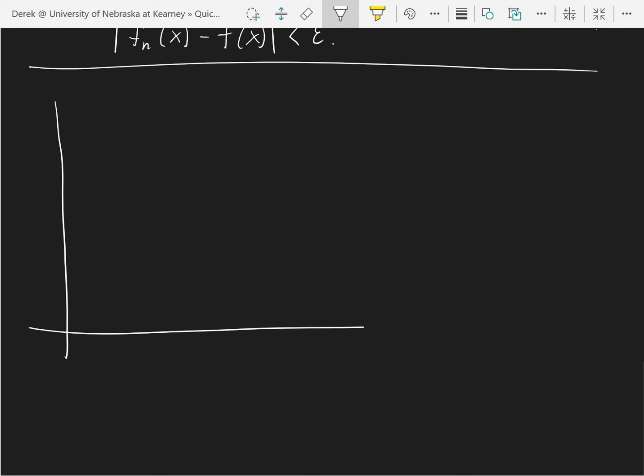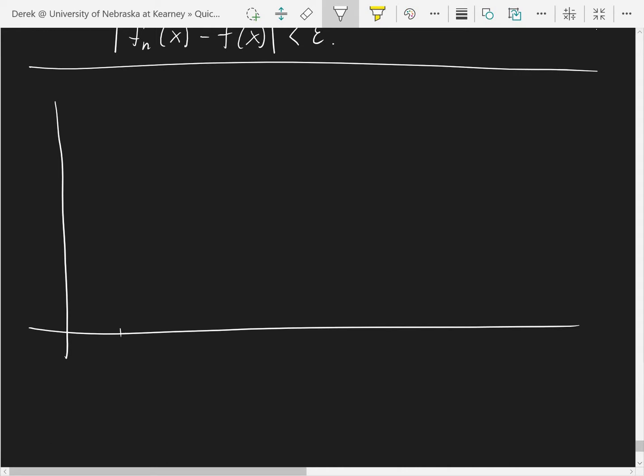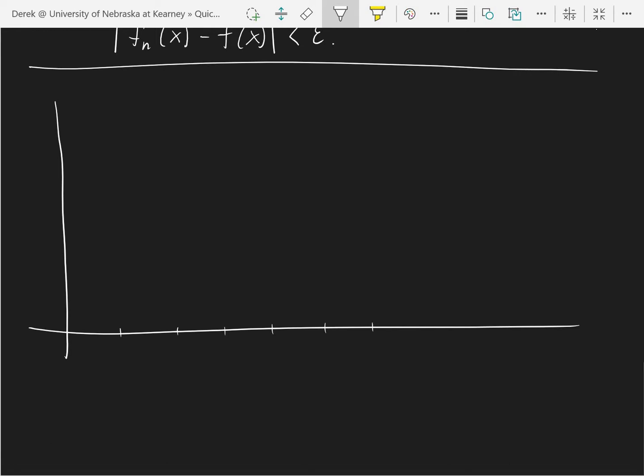So here is going to be my sequence of functions. Let's put some x values in here: 1, 2, 3, 4, 5, 6, 7. My first function is going to be 0 up until 0. At 0, I'm going to go linear up until I get to 1 at 1, and then back down to 0 at 2, and then flat the rest of the way out. Okay, so this is going to be f1 of x.